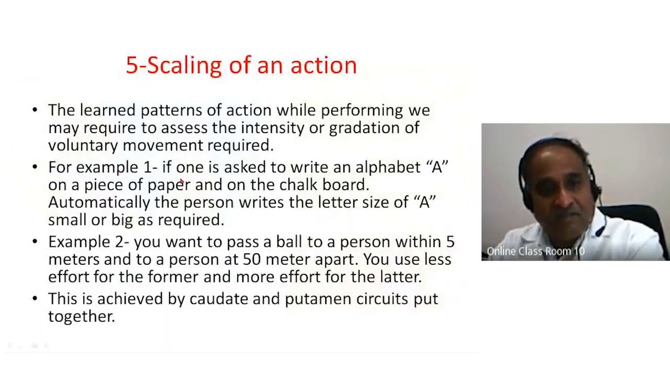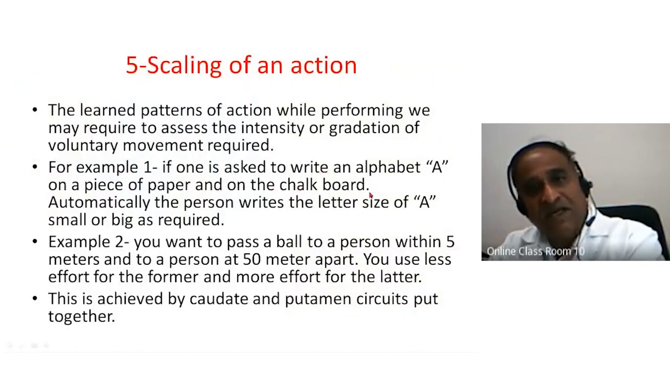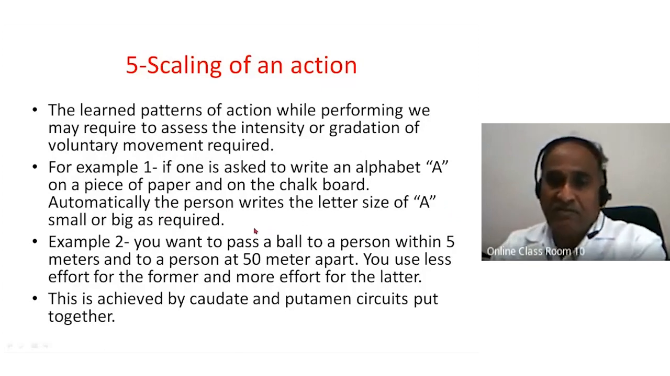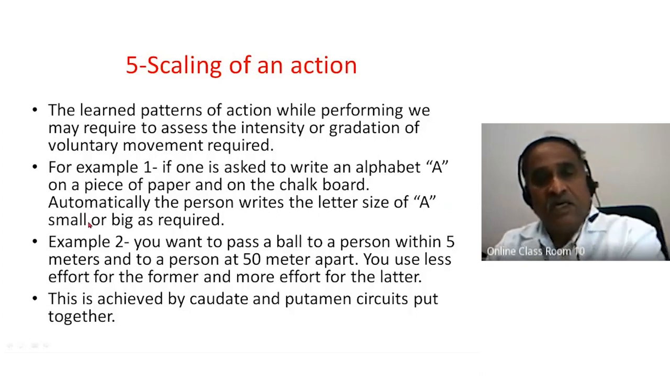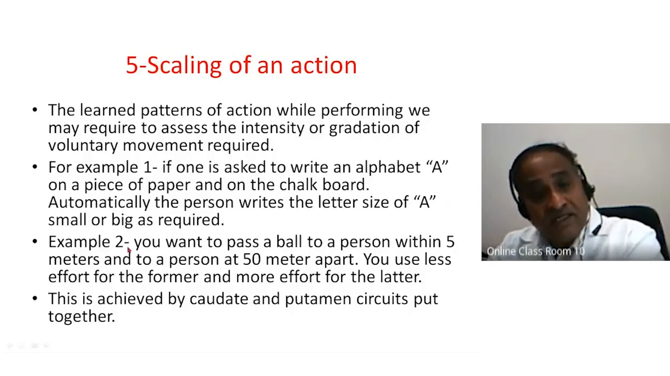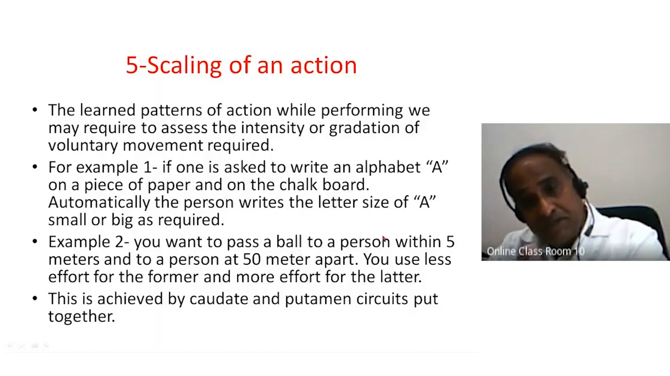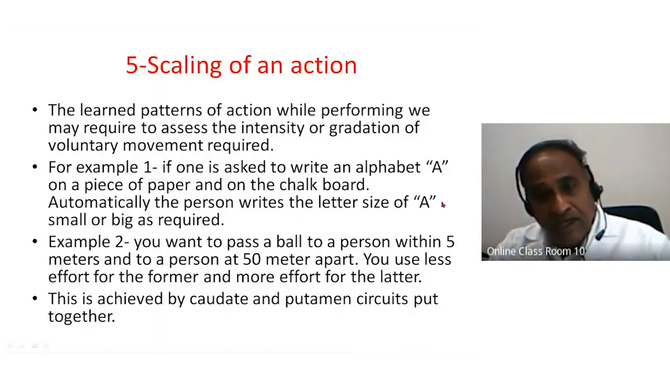So for example, if one is asked to write the alphabet A on a piece of paper and on a chalkboard, automatically the person writes the letter A in the size required, big in the case of a chalkboard and small in the case of paper. Another example is you want to pass a ball to a person. Okay, now you have two persons.